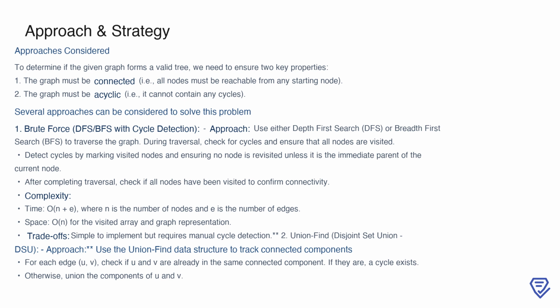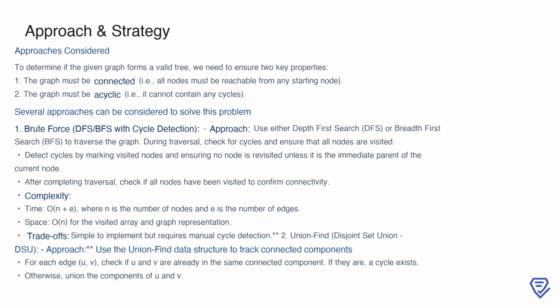One option is a brute force method using either depth-first search or breadth-first search to traverse the graph. During this traversal, we would check for cycles and make sure all nodes are visited to confirm connectivity. This involves marking visited nodes and ensuring no node is revisited unless it's the parent of the current node. While this approach is straightforward, it requires manual cycle detection.